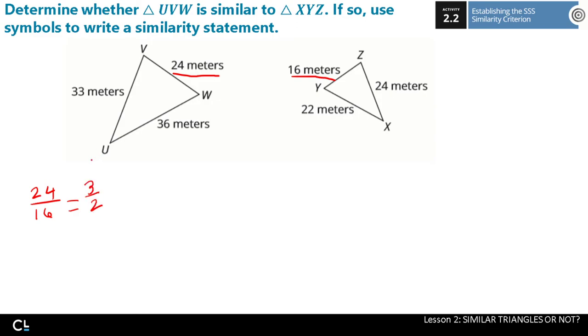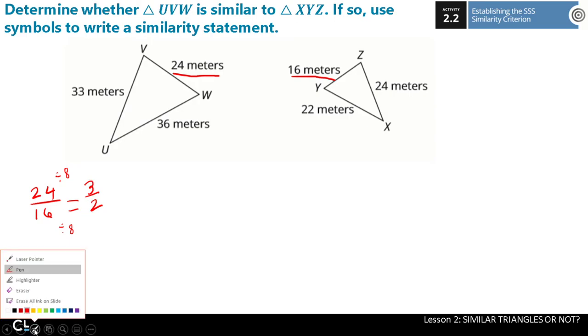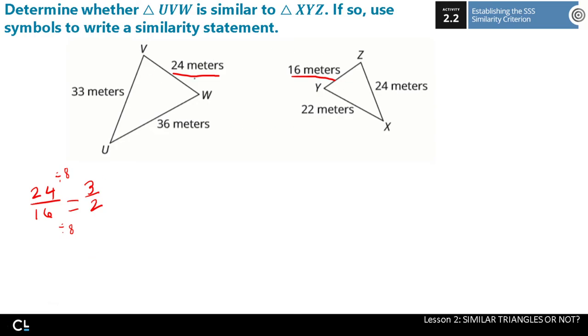Now you might be like, oh, what? I really divided by 2, divided by 2, divided by 2. Another way we could think of this is as follows. 24 divided by 8 gives me 3. 16 divided by 8 gives me 2. We're simplifying these fractions by dividing the top and the bottom by the same number. So it simplifies to 3 over 2. So what this is telling me is that if we want these triangles to be similar, the other two fractions have to simplify to 3 over 2. So let's take a look.